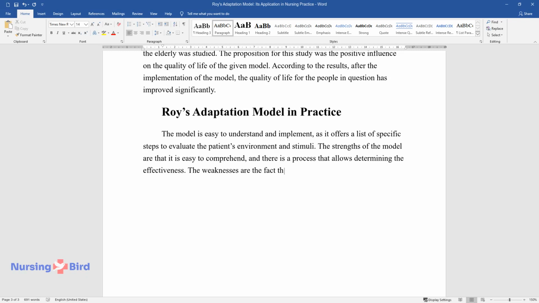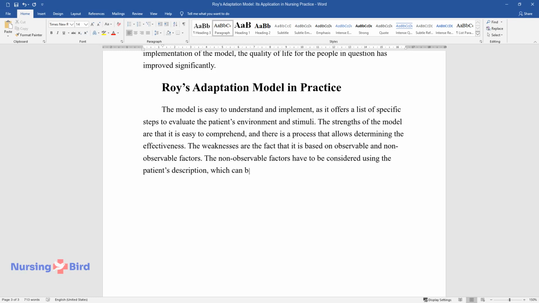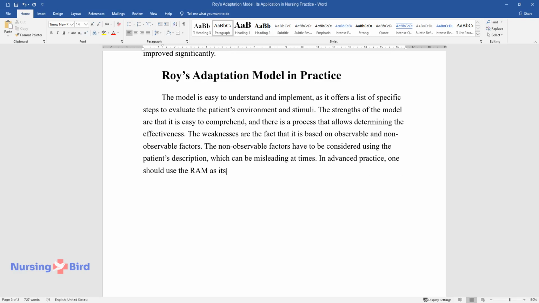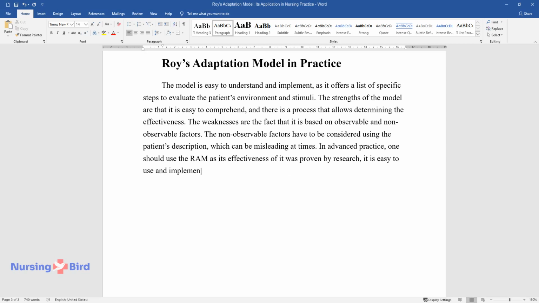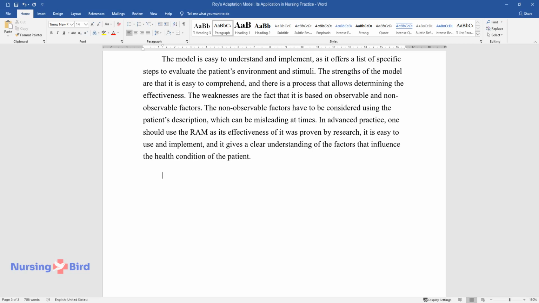The weaknesses are the fact that it is based on observable and non-observable factors. The non-observable factors have to be considered using the patient's description, which can be misleading at times. In advanced practice, one should use the RAM as its effectiveness was proven by research. It is easy to use and implement, and it gives a clear understanding of the factors that influence the health condition of the patient.